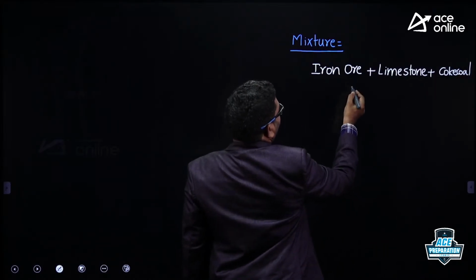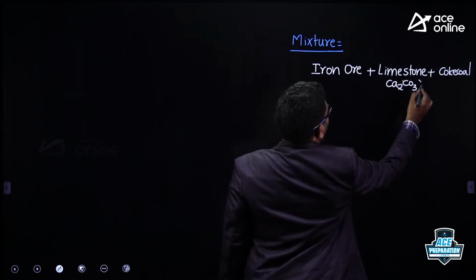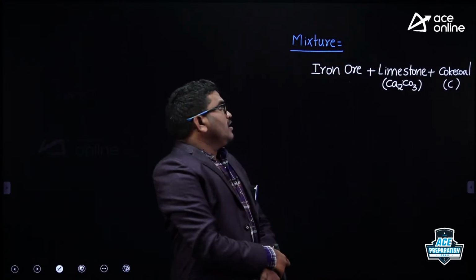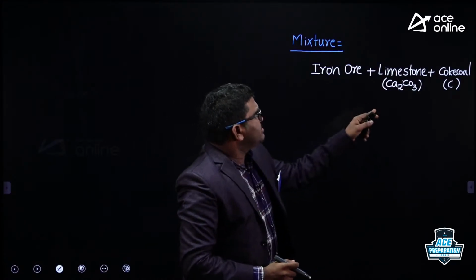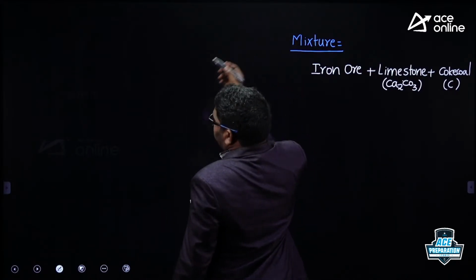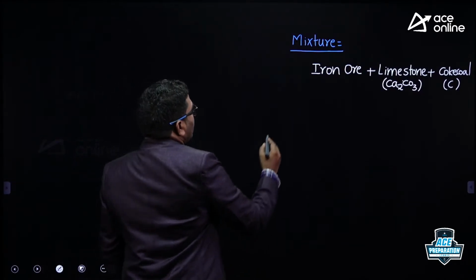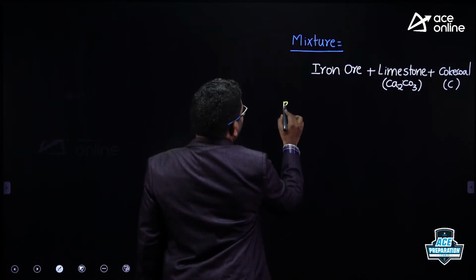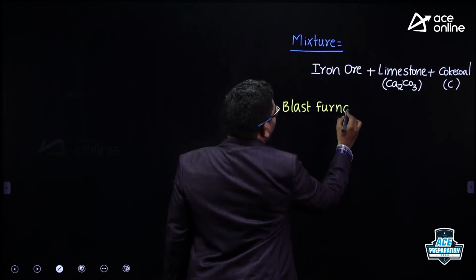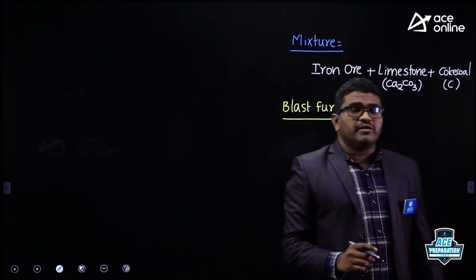Limestone is nothing but calcium carbonate. Coke coal is nothing but carbon. Now, this is a mixer. Before going to do the blast furnace operation, first we should prepare a mixer. Then we are sending this mixer to the top of the blast furnace, and from the top of the blast furnace we are releasing this mixer, and from the blast furnace we are producing pig iron.